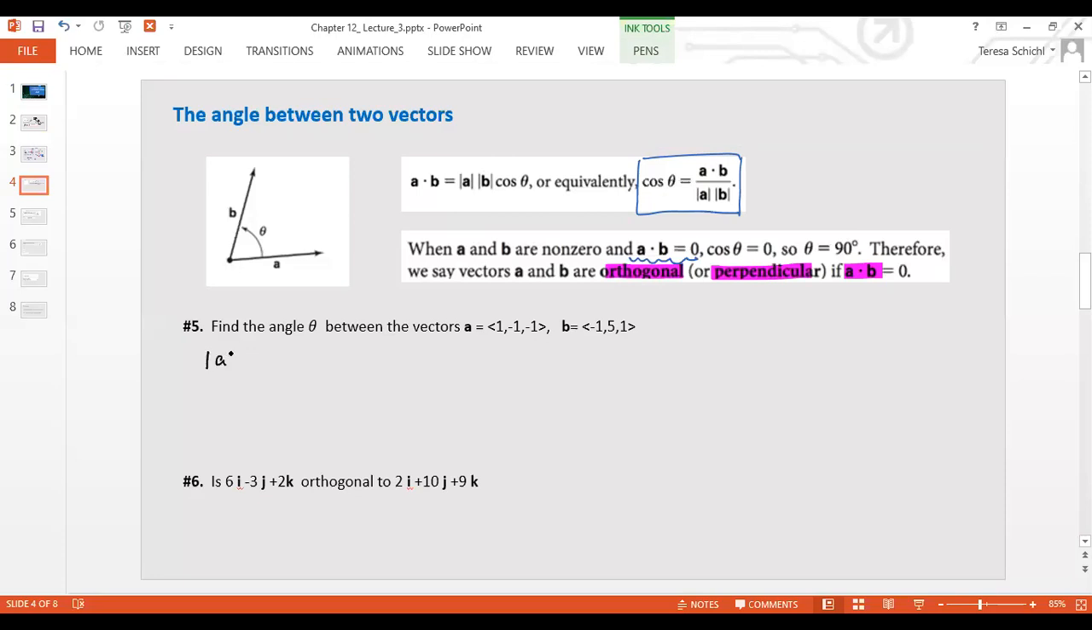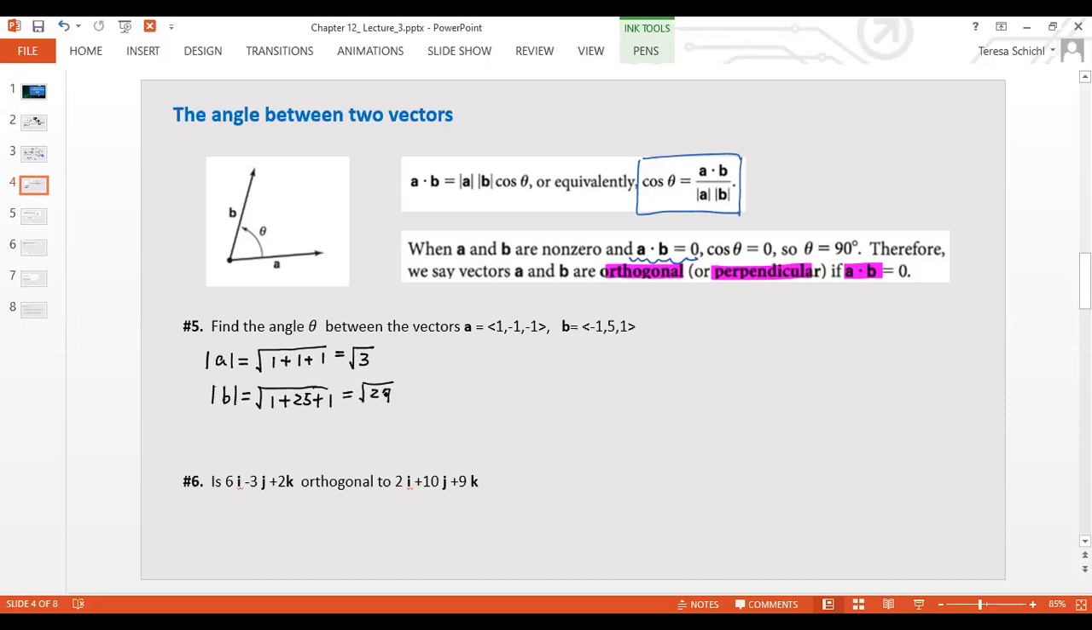I need to find the length of A. So what is the length of A? It's 1 squared plus 1 squared plus 1 squared, so it's 1 plus 1 plus 1, which is the square root of 3. And the length of B will be 1 plus 25 plus 1, so the square root of 27.